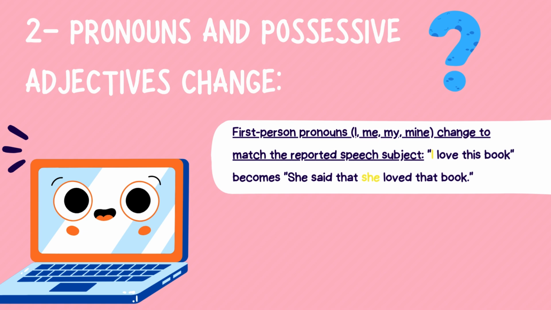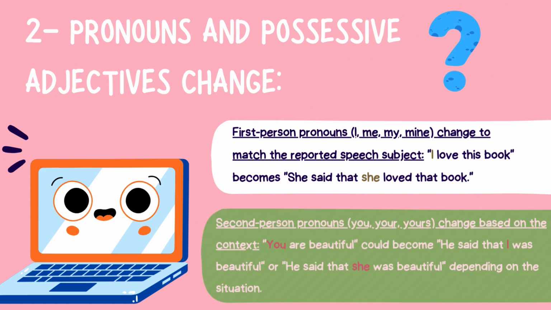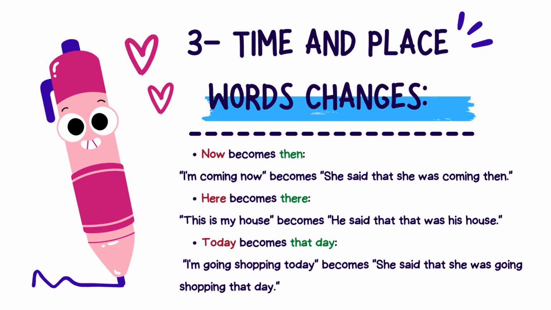First-person pronouns, I, me, my, mine, change to match the reported speech subject. "I love this book" becomes "she said that she loved that book." Second-person pronouns, you, your, yours, change based on the context. "You are beautiful" could become "he said that I was beautiful" or "he said that she was beautiful," depending on the situation. Three, time and place words change.